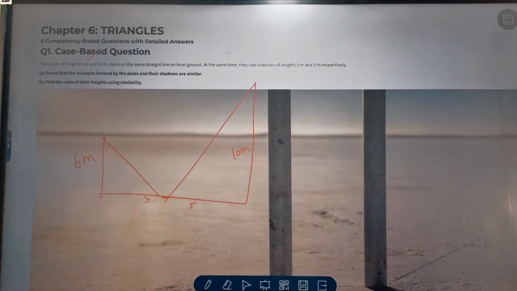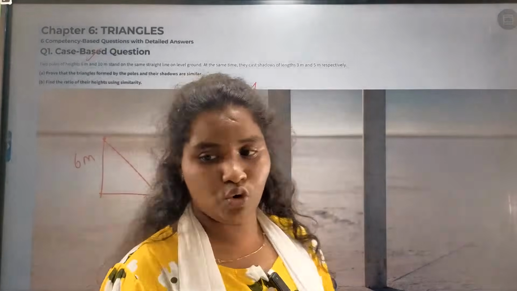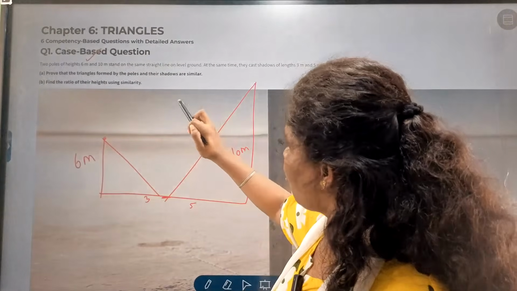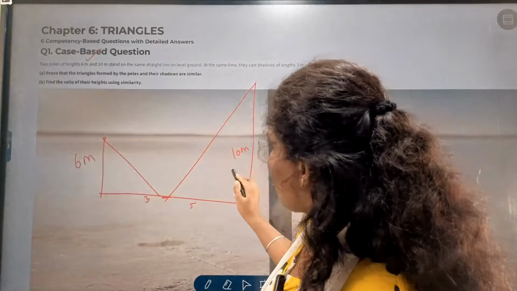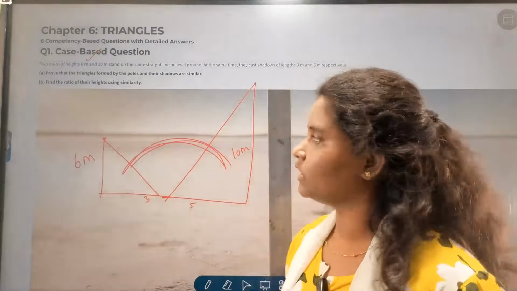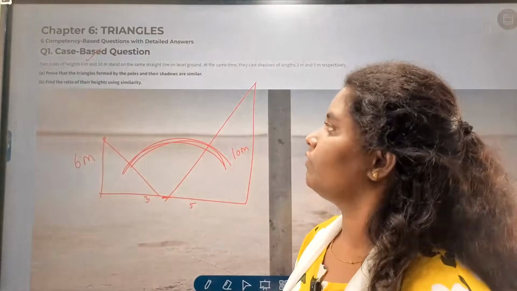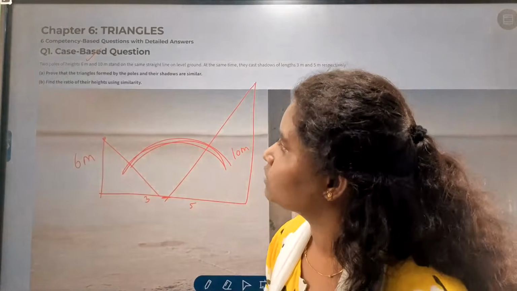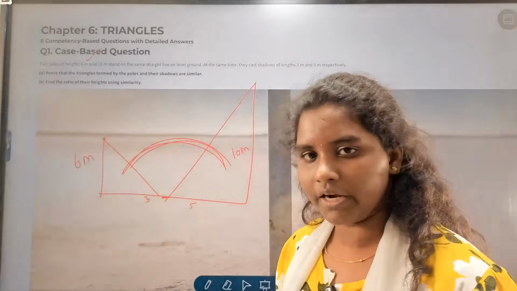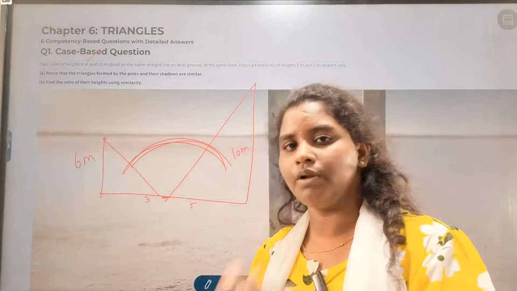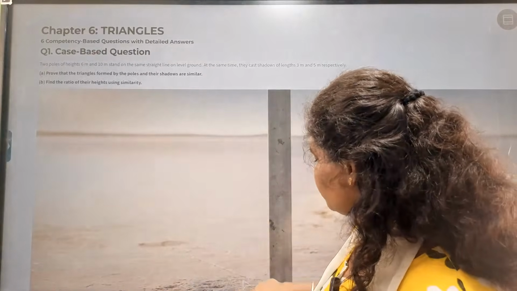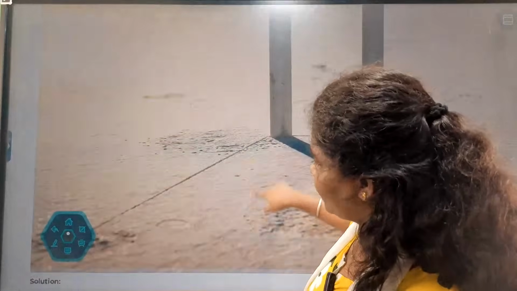So this is the question: we have to prove that the triangles formed by the poles and the shadows are similar. So both the triangles, poles and shadows, are similar; we have to prove that. And the second is to find the ratio of their heights using similarity. So by using similarity, you have to find the ratio of the heights. So it's under case based question.